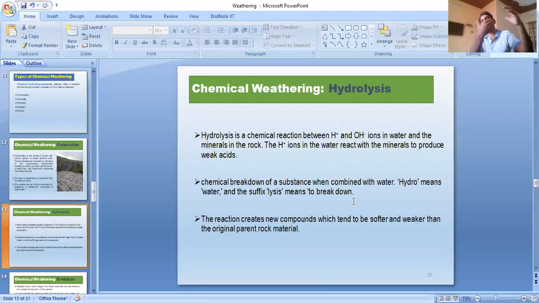So when the water mixes with other substances, makes acids, and creates fissures or breaks down the rock, we call that process chemical weathering, specifically hydrolysis weathering. The reaction creates new compounds which tend to soften or weaken the original parent rock material. So when a rock material is there, it becomes softer and weaker due to hydrolysis.